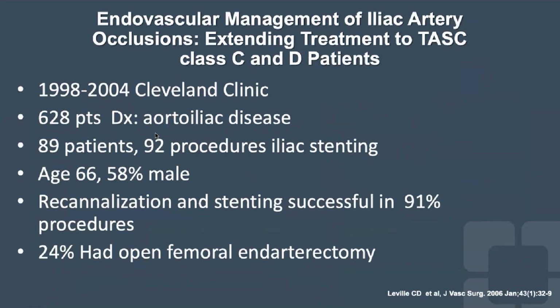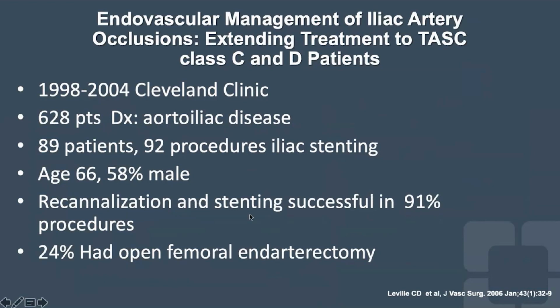This is a paper out of the Cleveland Clinic discussing endovascular management of iliac artery occlusions. And these are TASC C and D lesions. I didn't talk about TASC C and D, so I'll just say these are more difficult lesions that maybe initially were thought to only be managed open, but we can show in the Cleveland Clinic's experience that when they looked at aortoiliac disease, they looked at 92 procedures with iliac stenting, 66-year-old average. About over half of them were male, and they were successful in 91% of the procedures.